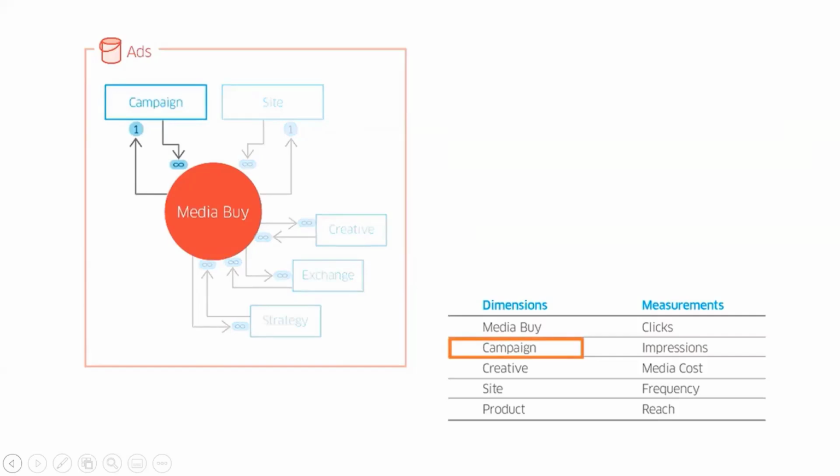Let's take one of the dimensions in the ads data set called campaigns, and let's see how campaign is related to a placement. One campaign can be related to multiple media buys. A single campaign can be advertised in multiple placements. But one placement is attributed to only one campaign.